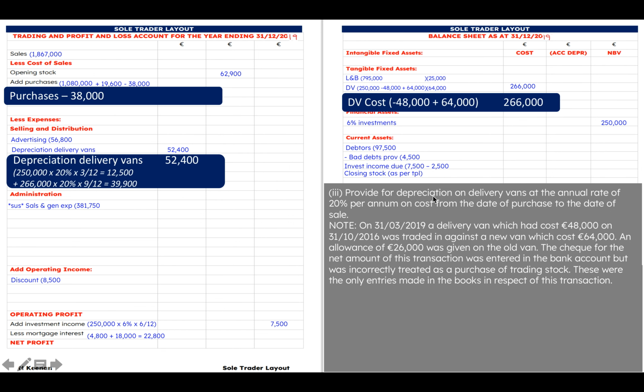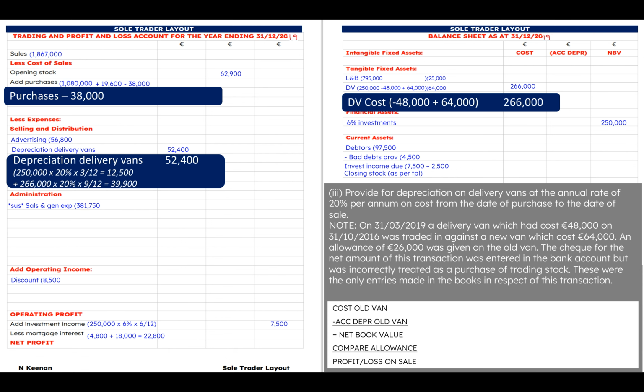Next, we'll do the depreciation on delivery vans for the year. It says here, provide for depreciation on delivery vans at the annual rate of 20% per annum on cost from the date of purchase to the date of sale. So the trade-in happened after the 3rd month. We had 250,000 by 20% by 3 over 12 months, and that's 12,500. And then after the 3rd month, the cost of our vans was 266, which was when we sold the old and then bought the new. So 266 by 20% by 9 over 12, and that's 39,900. So that's €52,400 altogether.